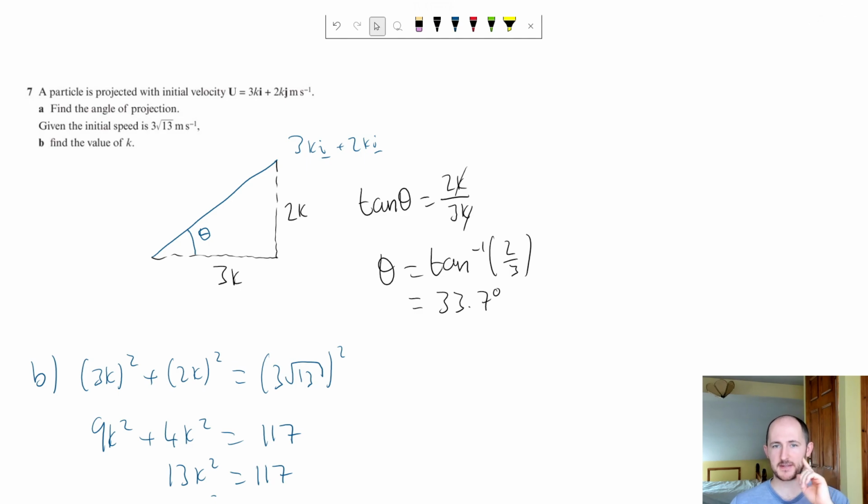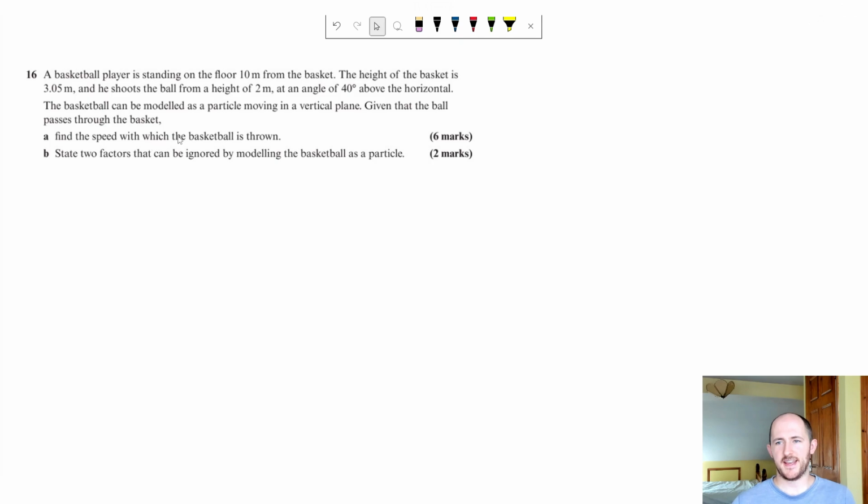In fact, the next question is where we get some really fun projectile motion questions. Yeah, check this out. This is a fun one. A basketball player is standing on the floor 10 meters from a basket.